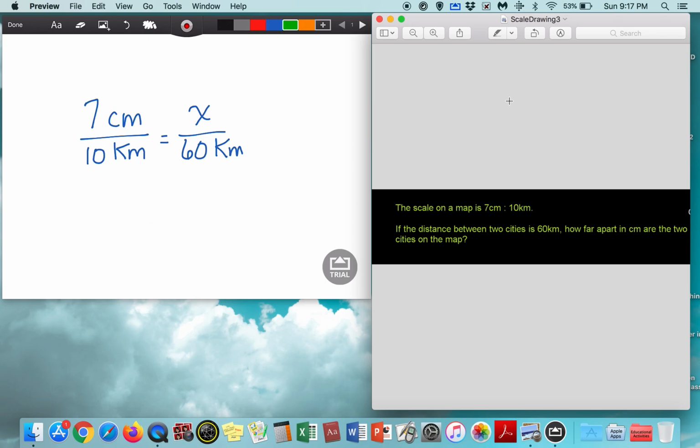Again, the first thing I always look at is, hey, can I do the easy way on this? And I actually can. 10 times 6 is 60, so I can just come up here and times by 6. When you're doing proportions, remember that it's either going to be a multiplying or a dividing situation, and that's it, one or the other. And so in this example, we're going to get 42 centimeters for our answer. All right, and that is how to do scale drawings using a scale to figure out a question.